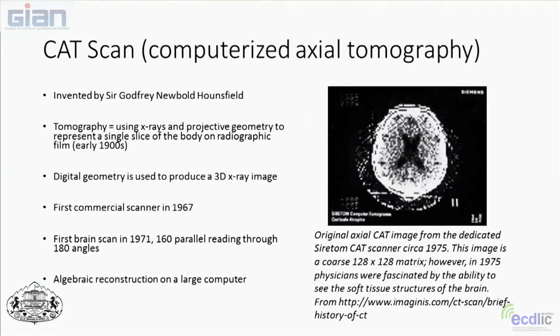So CAT scans came about using this X-ray technique, and CAT scan stands for computerized axial tomography. It was invented by Sir Godfrey Newbold Hounsfield. And tomography is basically using X-rays in projective geometry to represent a single slice of the body on radiographic film.